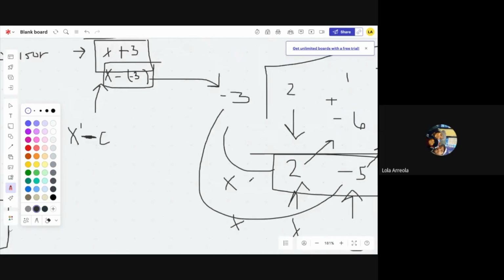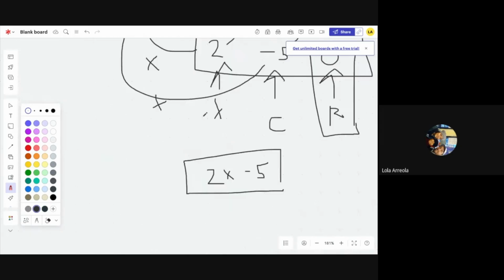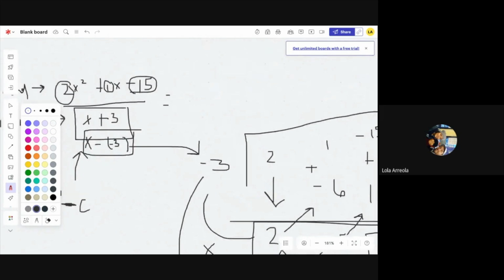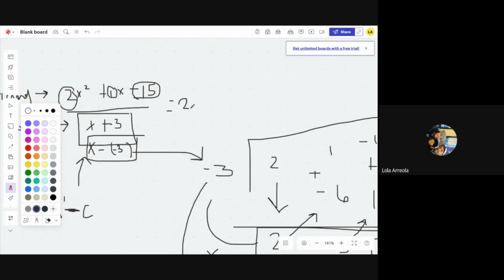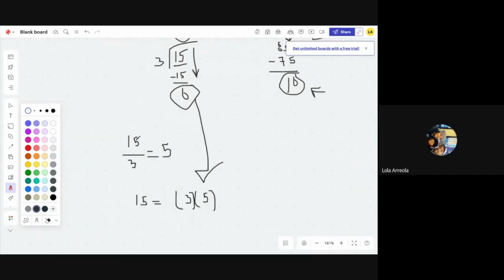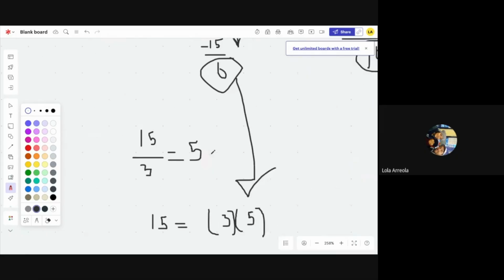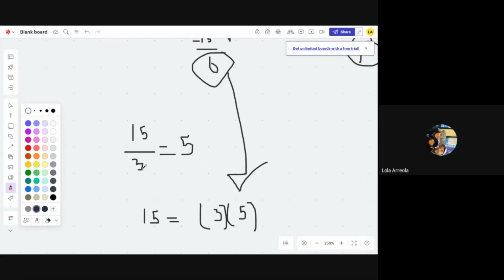What this is saying is that when I divide this polynomial by this polynomial, I get the solution 2x minus 5 with no remainder. So this is similar to when we did 15 divided by 3, and I got 5. 5 doesn't have a remainder. So what does that mean?